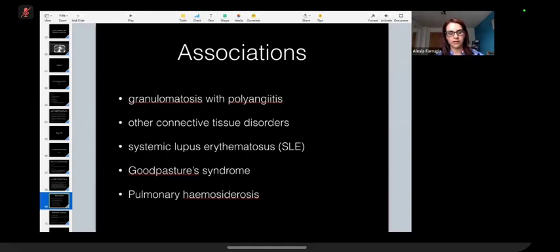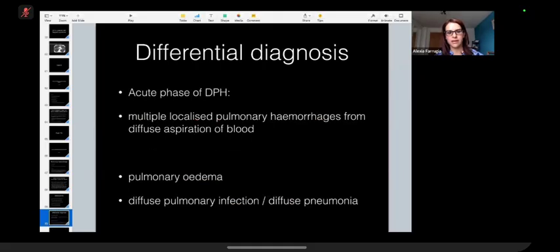The differential diagnosis of this appearance, as you rightly said, includes pulmonary edema and diffuse pneumonia. But in this case, the heart was normal in size. There were no pleural effusions, no fluid in the fissures. So when he had hemoptysis, this was put down to pulmonary hemorrhage.